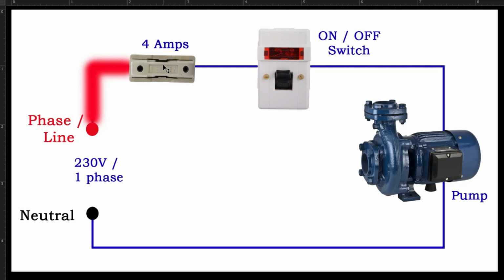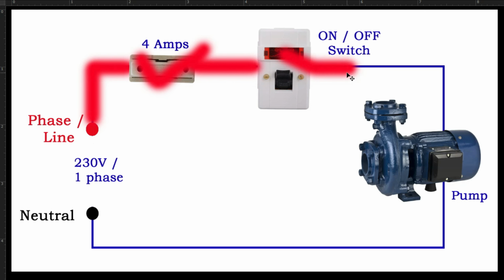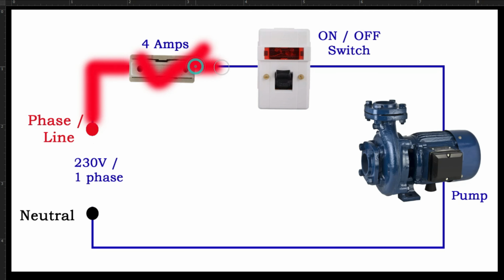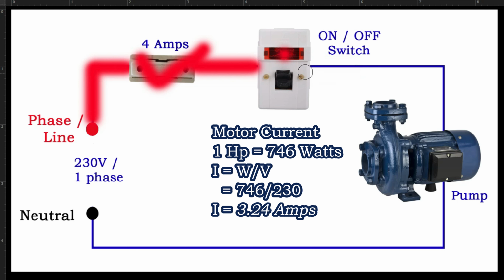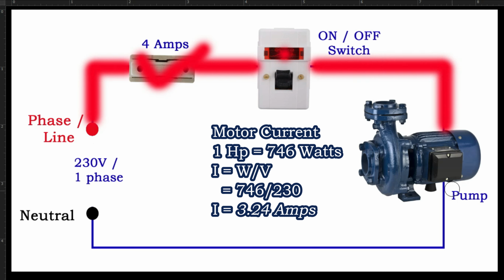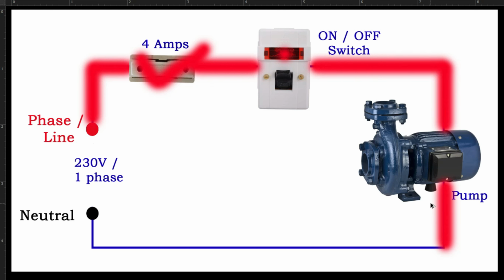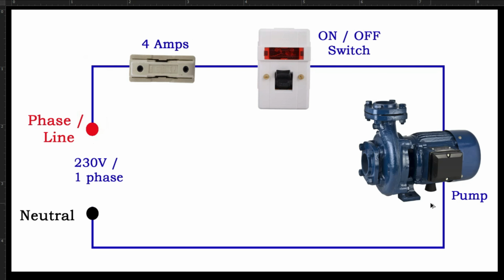Here the circuit is closed from the phase terminal to the neutral through the fuse and switch. Once the switch is turned on, the phase is supplied to the pump and it reaches the neutral terminal. This is the way the circuit gets closed. Now the calculation for the actual current drawn by the motor. From the calculation we can find that the current taken by the motor is only 3.2 ampere, but we have chosen the fuse value as 4 ampere. The fuse value must be 1.25 times higher than the actual amount of current drawn by the load.